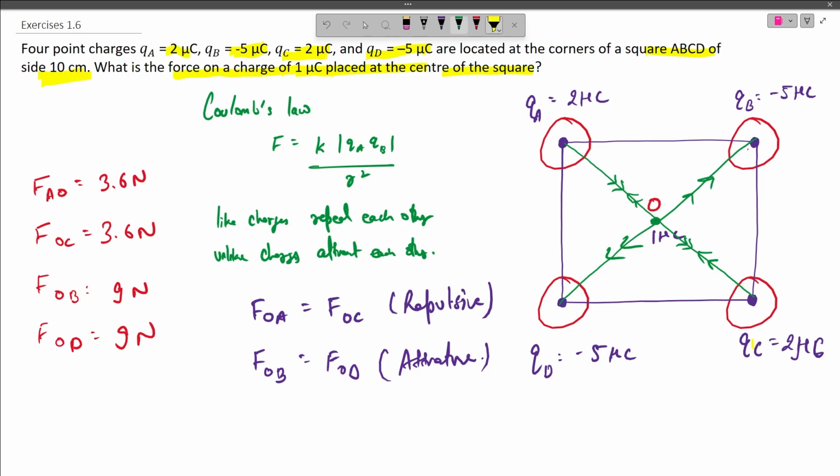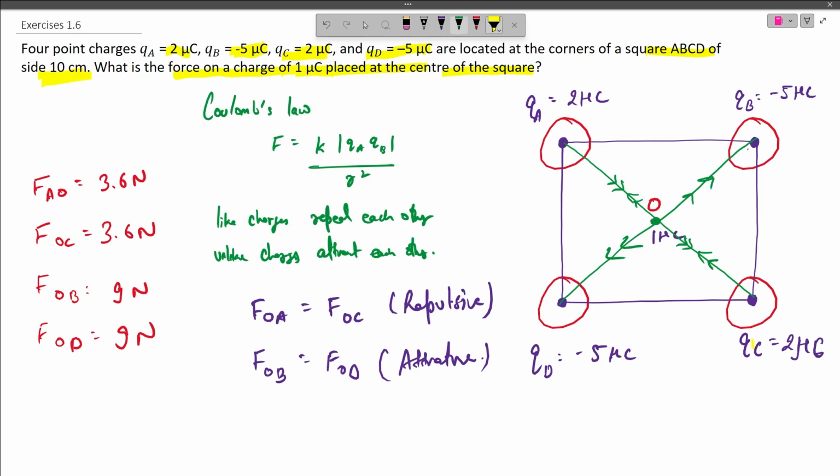We have to find out what is the net force on charge 1 microcoulomb placed at the center of the square. Now let us assume that the center of the square is O, where 1 microcoulomb of charge is there. Now we have to find out what is the net force on this 1 microcoulomb charge.